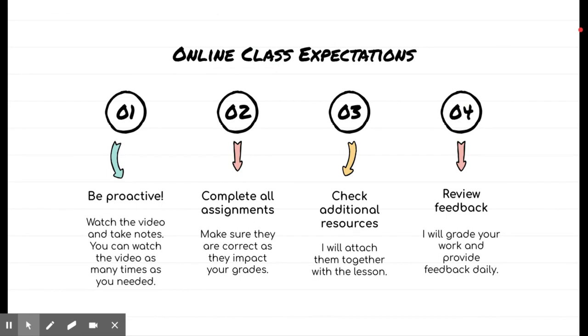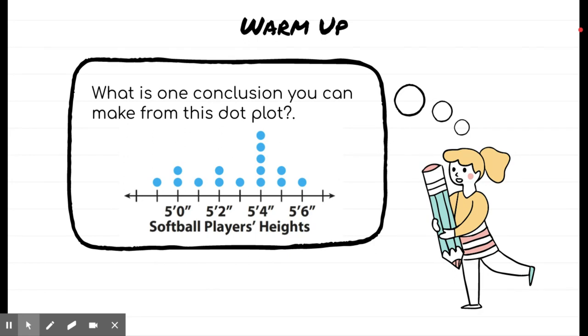Today's expectations are always the same. Make sure you're proactive, watch the video and take notes, complete our assignments including independent practice, check any additional resources that I posted, and make sure to review the feedback if I return your score. If you have any assignments that you score below 65%, retake them before the end of the marking period. For the warm-up, you are asked to come up with one conclusion from this dot plot.